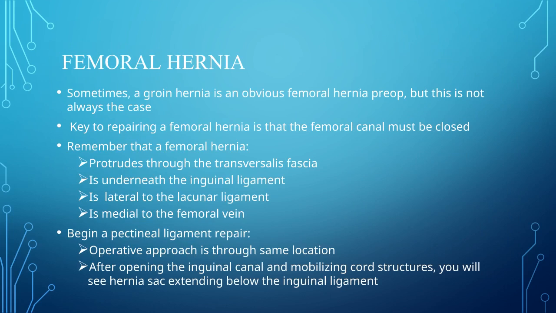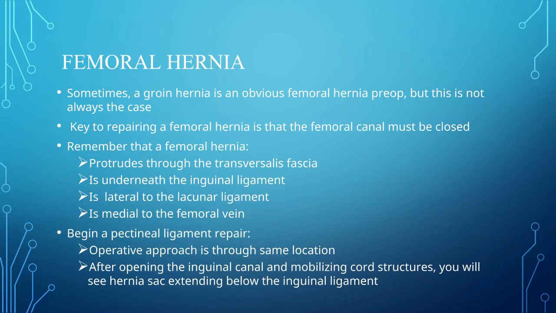Femoral hernias can be diagnostically challenging. Sometimes it's obvious preoperatively. Other times, you discover it only during surgery for a suspected inguinal hernia. The femoral canal must be closed. A femoral hernia protrudes through the transversalis fascia, proceeds underneath the inguinal ligament, lateral to the lacunar ligament and medial to the femoral vein. The operative approach is through the same inguinal incision.